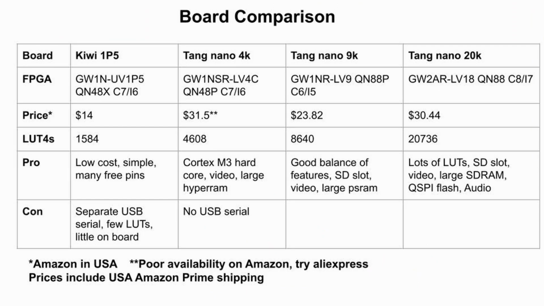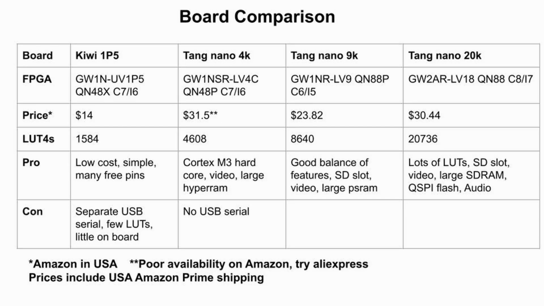Let's compare the Kiwi 1P5 to those Tang Nano boards. The Kiwi 1P5 is very inexpensive and is the cheapest of the boards. I'm showing USA Amazon prices, including shipping, but you should also check other sources like AliExpress. In particular, the recent Amazon price for the Tang Nano 4K is very high. I paid much less when I bought one. Who can say what effect the USA tariffs are having on these prices at this time?